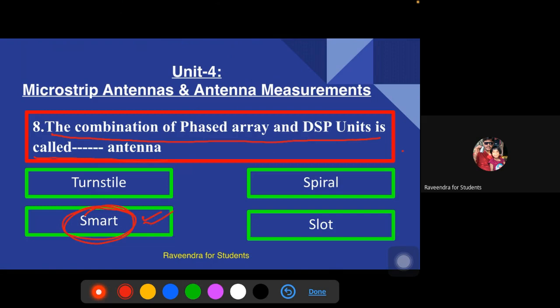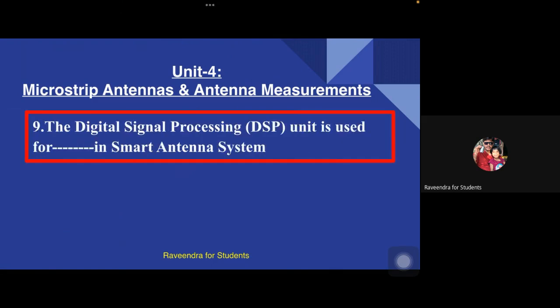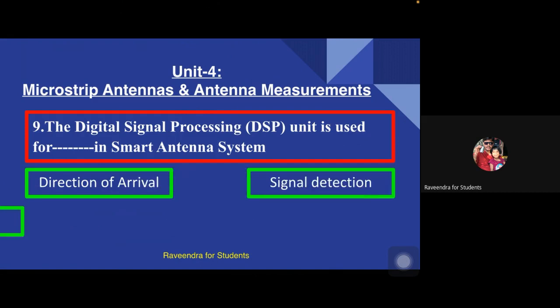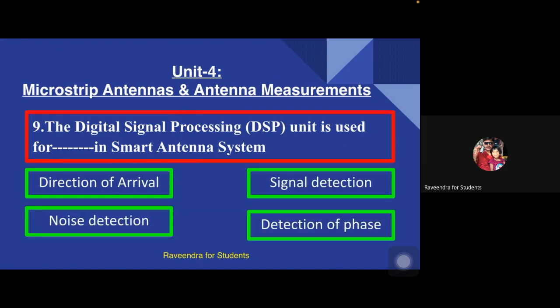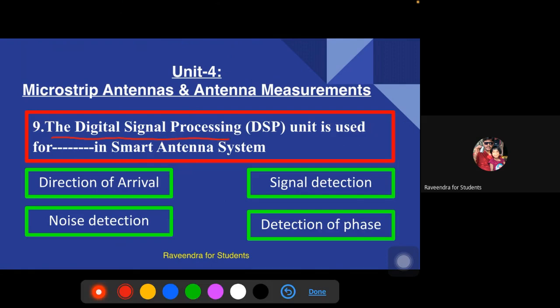Then the last but one in unit 4, that is microstrip and antenna measurements, is the digital signal processing unit is used for dash in smart antenna system. Yes, this DSP unit we are using for the detection of direction of arrival. So direction of arrival, we will call it as DOA. So direction of arrival is the correct option.